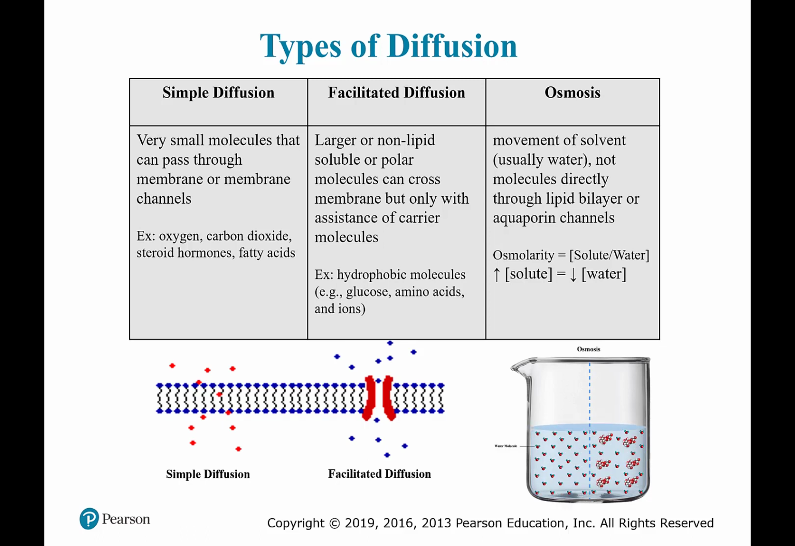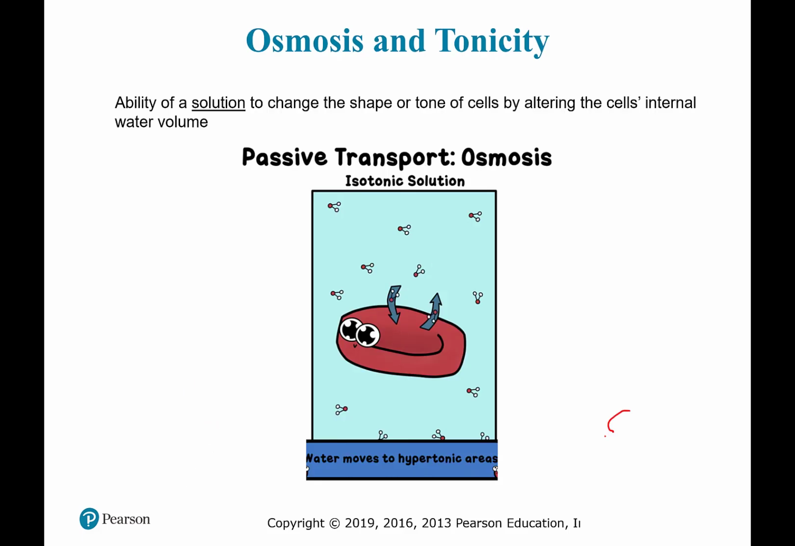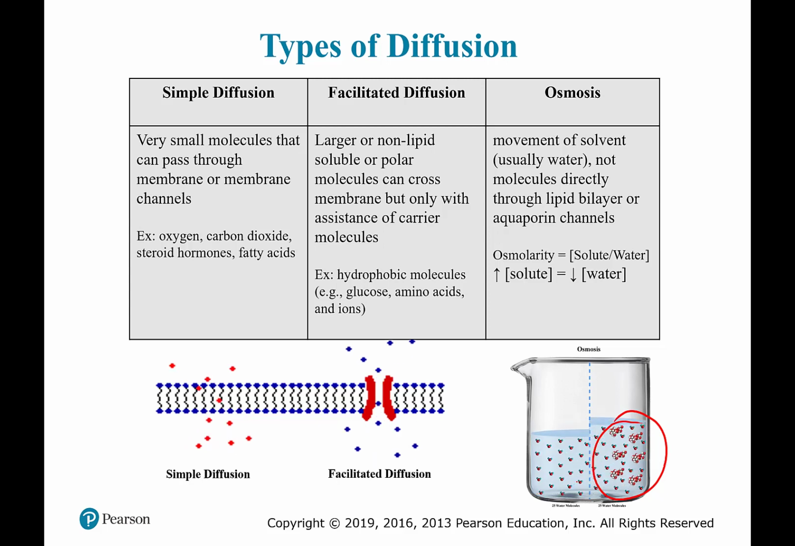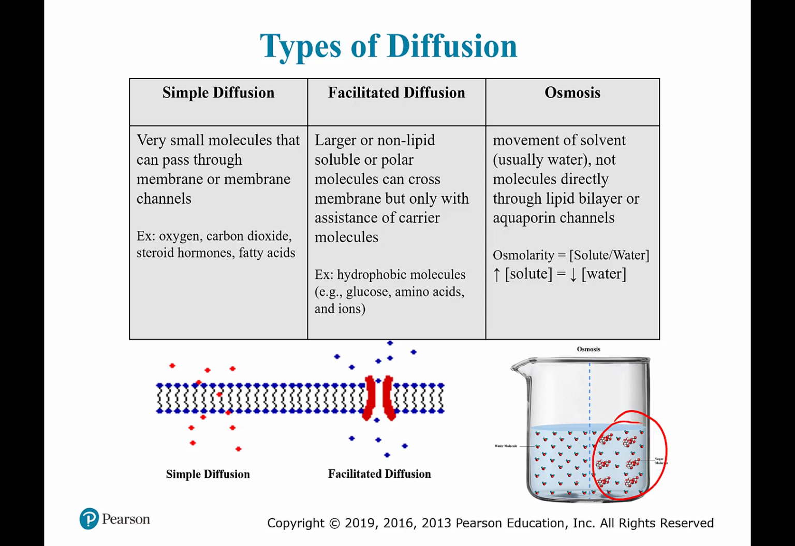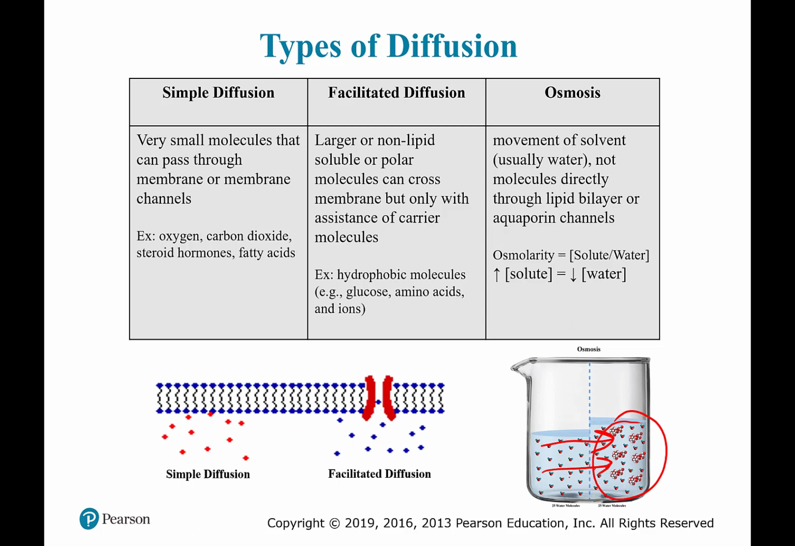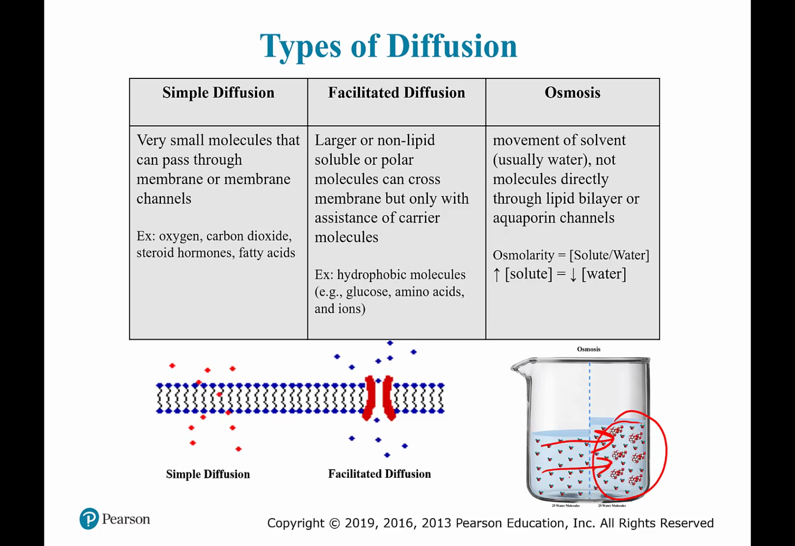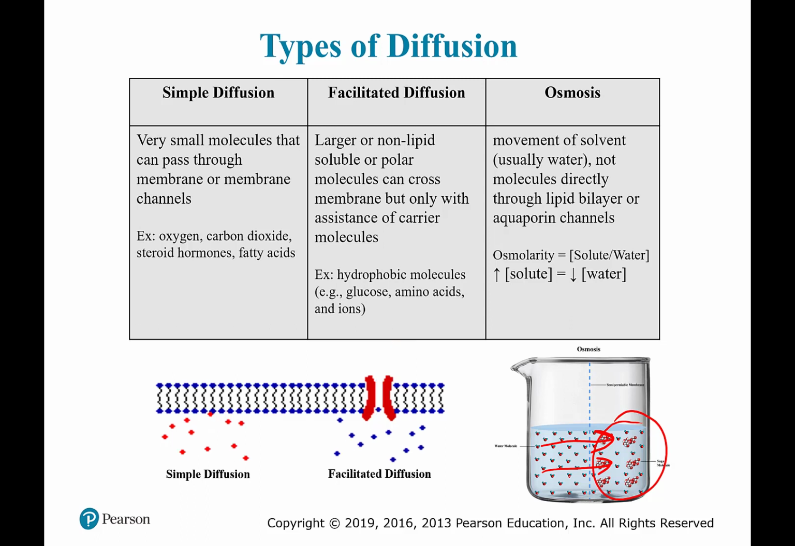For example, in this example here, let's go back. On the right side here, it looks a bit more concentrated than the left, right? Because it has more solute compared to the left. So water wants to move from the left to the right to dilute the solution on the right. That means the left side would lose some water while the right side would gain some water, since water is moving from the left side to the right side.